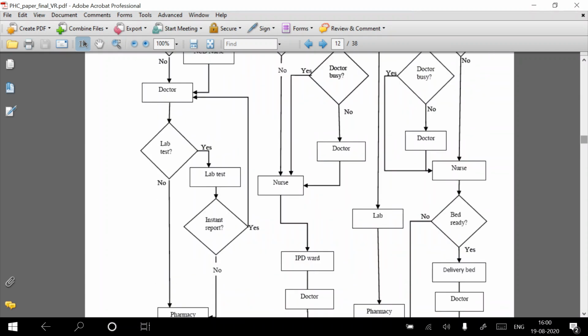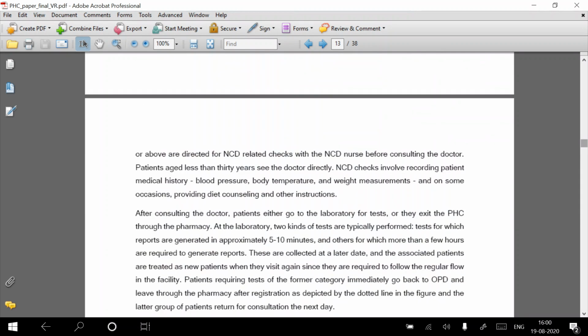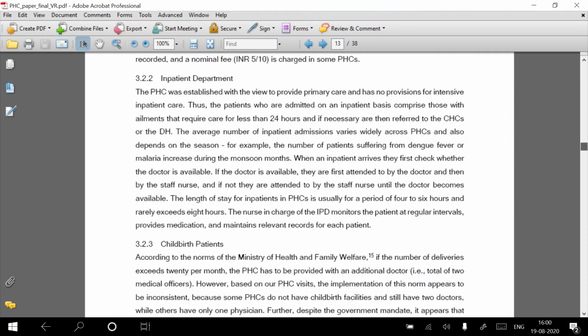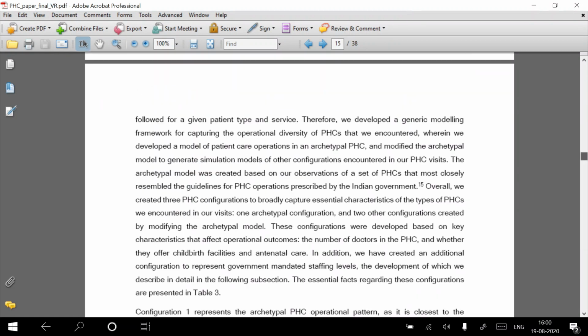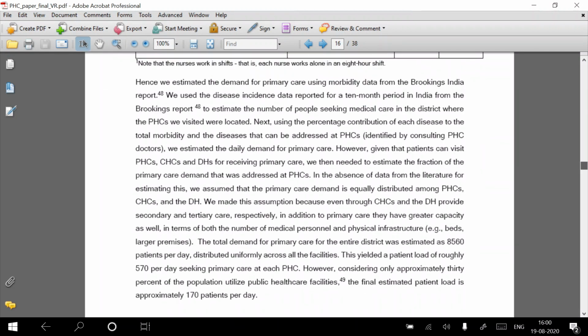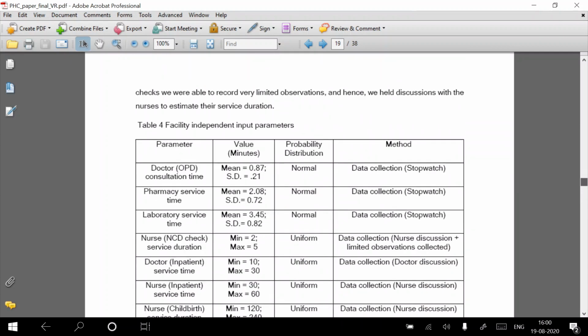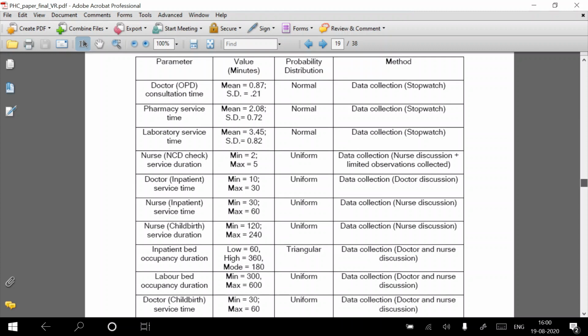So there's a pharmacy. So what is the service time at the pharmacy? All these things, right? There's a lab. What is the service time at the lab? So there are all these parameters, for example, and you can see them also here. You have one set of input parameters here. So you have a doctor consultation, pharmacy service time, laboratory service time, all of these, right?